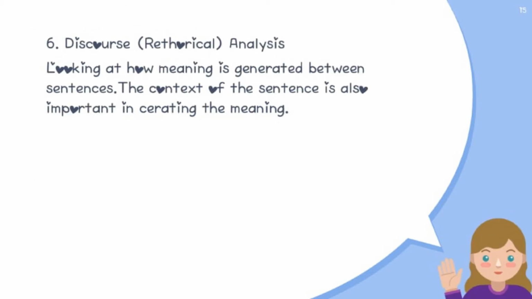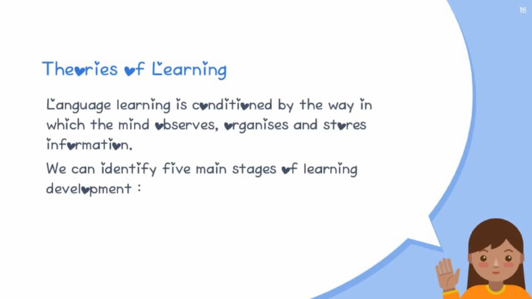The sixth is discourse or rhetorical analysis. Looking at how meaning is generated between sentences, the context of the sentence is also important in creating the meaning. Language learning is conditioned by the way in which the mind observes, organizes, and stores information. There are 5 main stages of learning development.